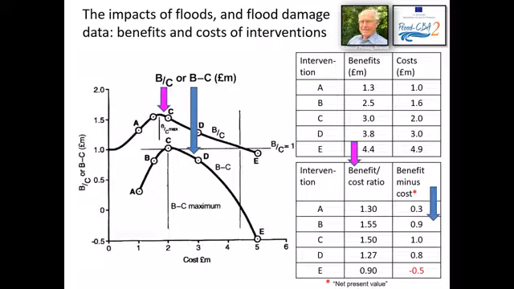So that diagram is quite useful in summarizing the benefits versus costs of a range of different interventions. If you look in more detail at the diagrams here, we can see that Scheme B has a benefit-cost ratio of 1.55, which is quite good, and that's the highest benefit-cost ratio from this range of interventions A to E. But intervention C has a higher value of benefit minus costs, or net present value, and that is the metric that we should be using because it represents the return on our investment.